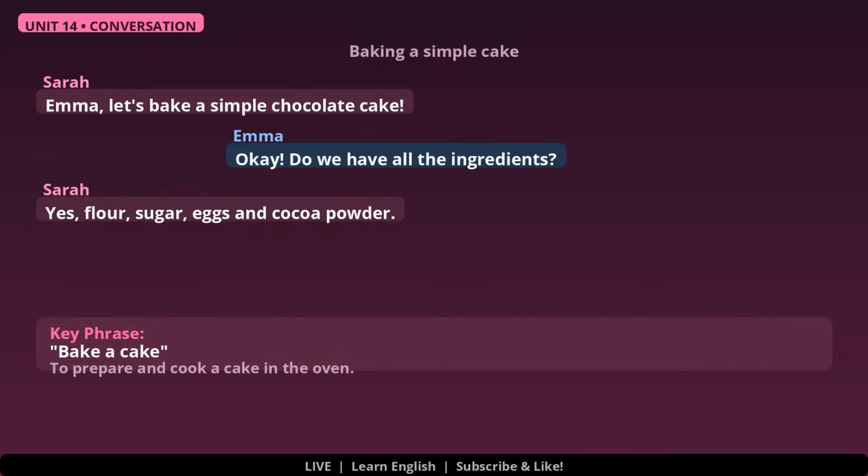Listen to this dialogue. Situation, baking a simple cake. Sarah says, Emma, let's bake a simple chocolate cake. Emma says, okay. Do we have all the ingredients? Sarah says, yes, flour, sugar, eggs, and cocoa powder.